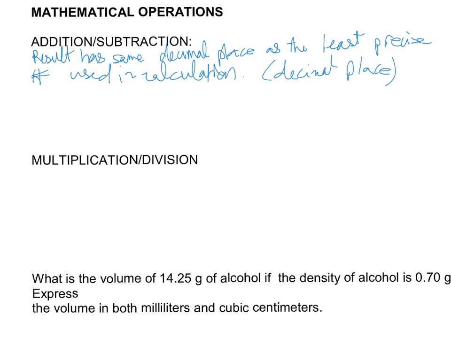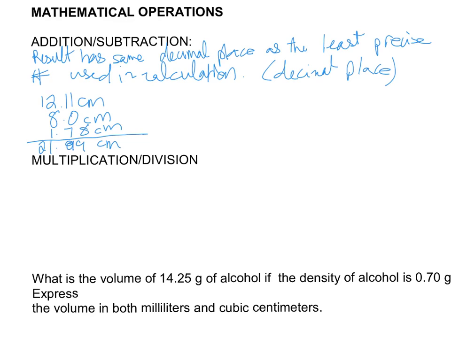So for example, let's say I have 12.11 centimeters. I'm going to add to that 8.0 centimeters and then 1.78 centimeters. So when I add those up, I get 21.89 centimeters. That's my total. I can do it in my head, or you can do it in a calculator.